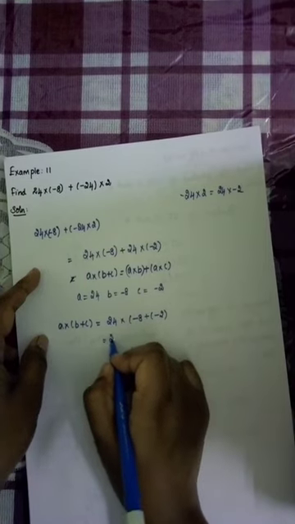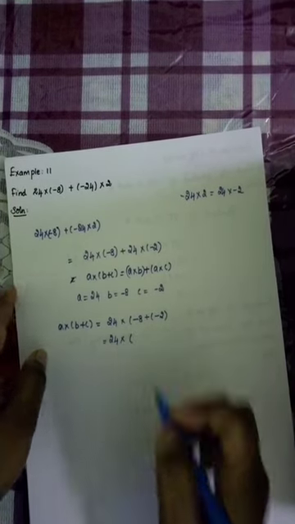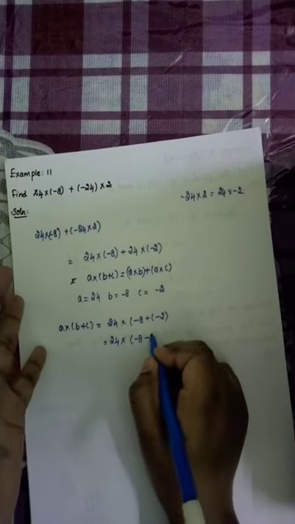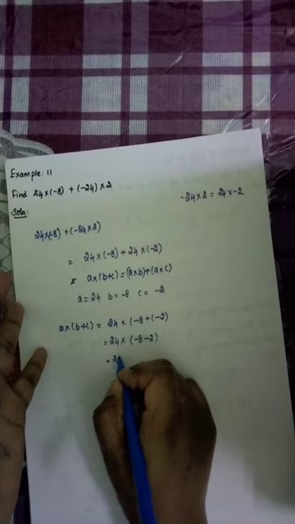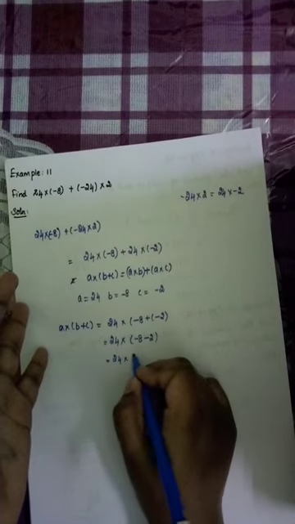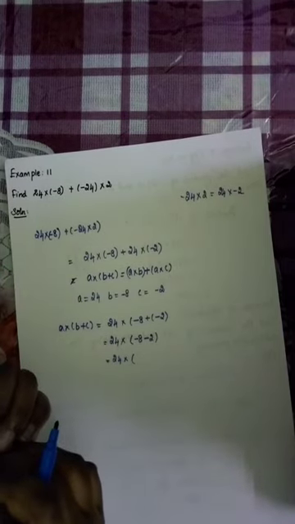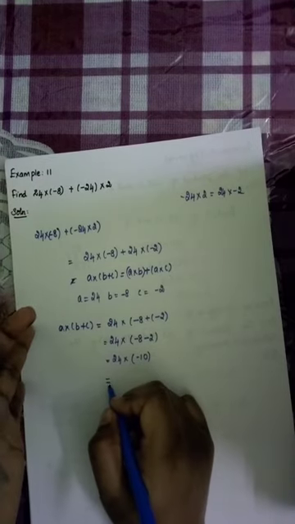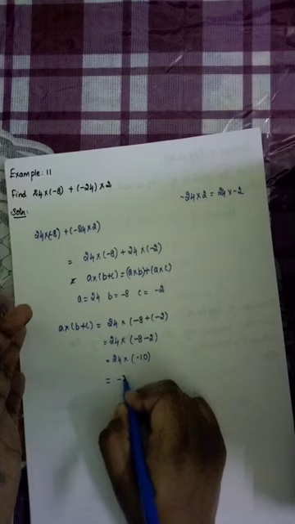So 24 into minus 8 minus 2. First we need to add both the numbers. 8 plus 2 is 10. So it is minus 10. So our answer is minus 240.